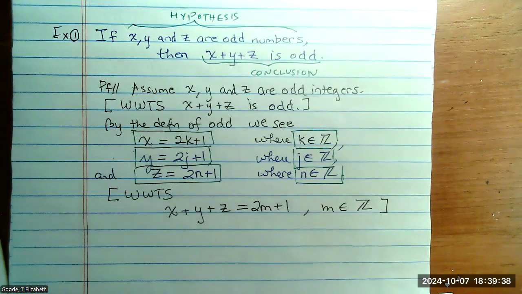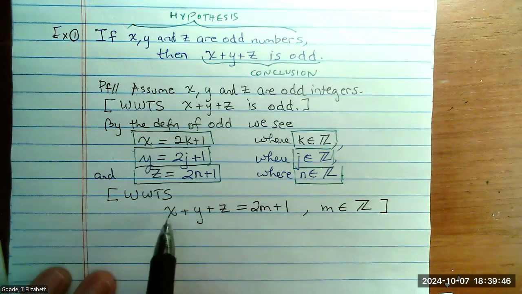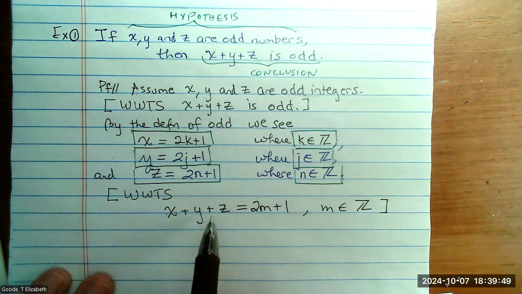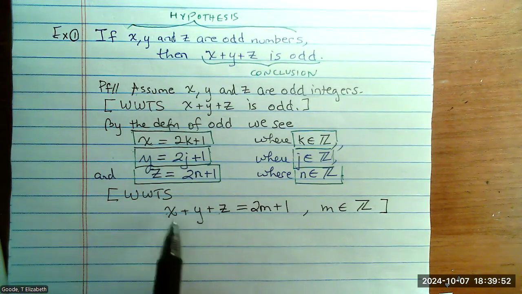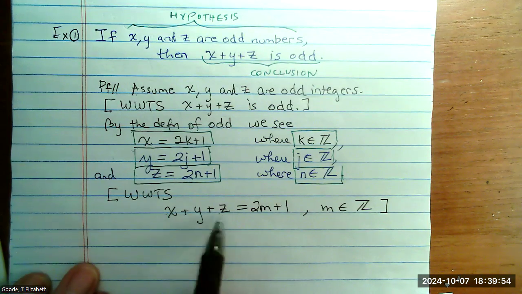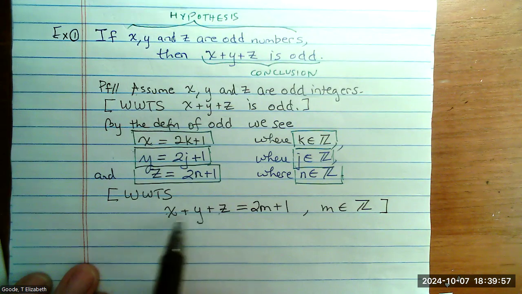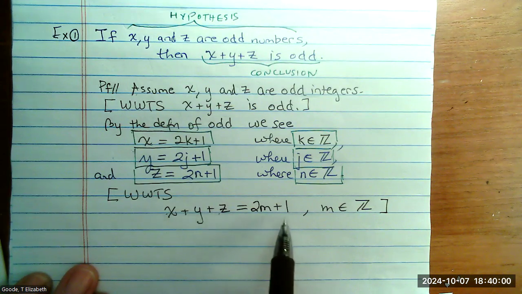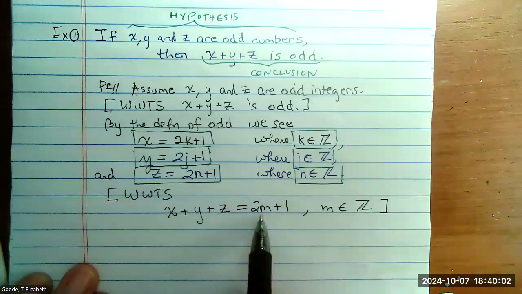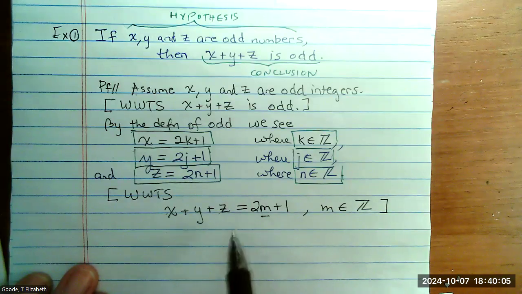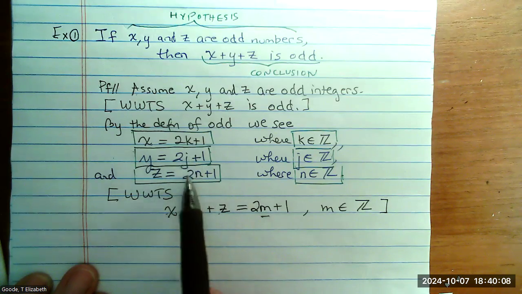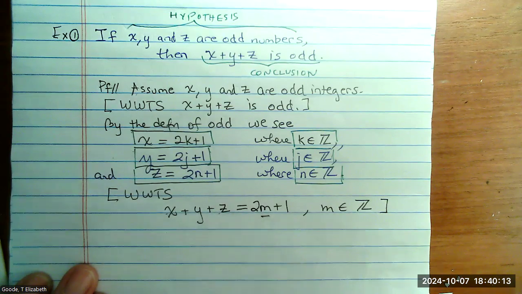So that's an expounding on our wish. And this is a good habit to get into, folks. You see, when we expound on our wish, it gives us a really good look at the expression that we actually have to examine. In this case, what we need to examine is the expression X plus Y plus Z. And we're going to try to show it looks like 2 times an integer plus 1. And of course, the M that we get is going to be written in terms of the K and the J and the N that appear in these definitions of these variables X, Y, and Z. All right, let's continue.